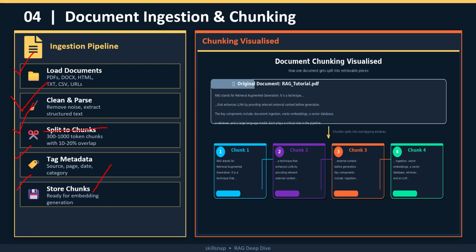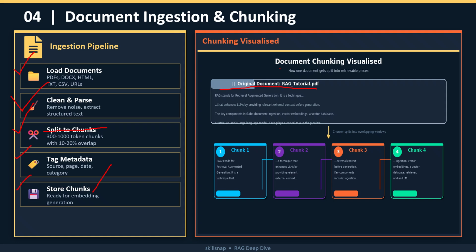Now, if you see in this slide, you can see the document chunking. For example, this is the document, and I have a RAG tutorial document which has different sentences. Now, if I split, see, this is my chunk 1, chunk 2, 3 and 4, and it has overlapping windows. I will tell you.